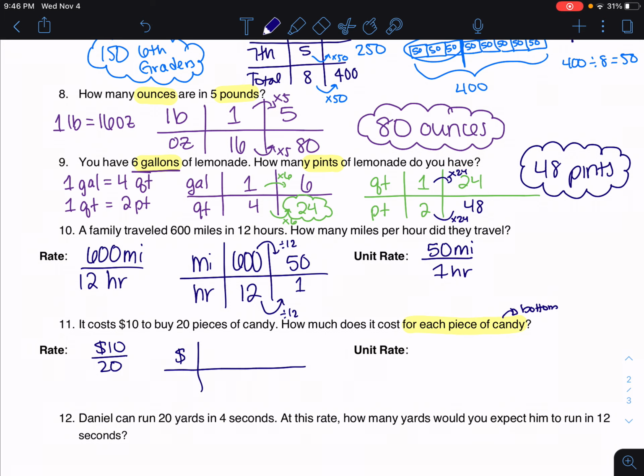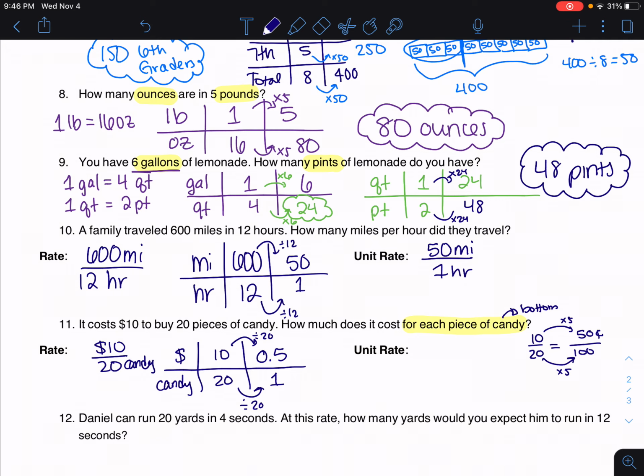So I've got dollars and candy. I want to include units on everything. So I've got $10 for 20 pieces of candy. And I want to divide by 20 to get to 1. There's a couple different ways to go about this. I can know that 10 is half of 20, so this is going to be 0.5, which is 50 cents. Or I can say, if I've got 10 out of 20, how do I get to $1? So I get to $1 by multiplying by 5, and 10 times 5 is going to be 50 cents.